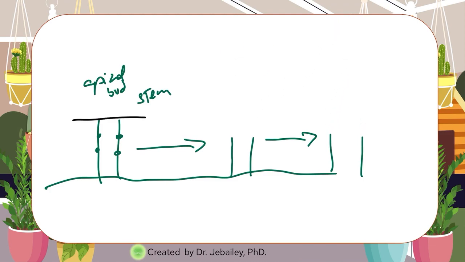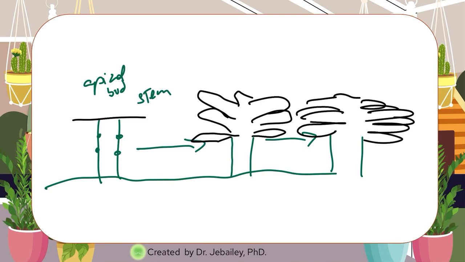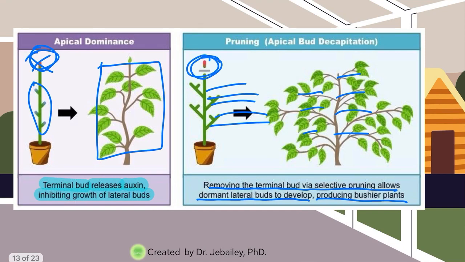And what is exactly what you're going to see here? You're going to see branches going through the sides, right? And then there's going to be more branches, more branches going to the side. So you're going to allow the lateral buds here to start growing. So this is what pruning means. You're just basically cutting the apical bud to allow the lateral buds to start moving. That's what the whole pruning is.